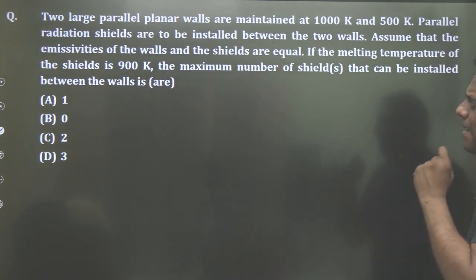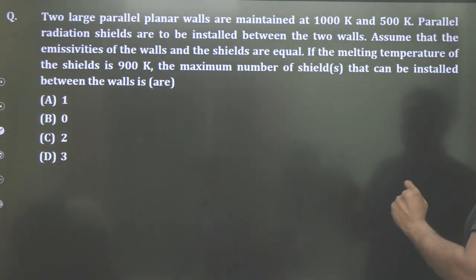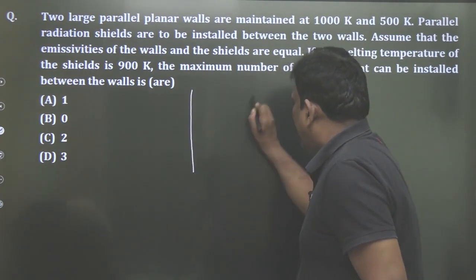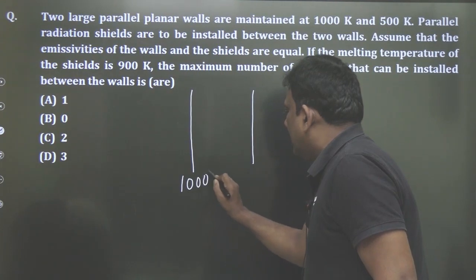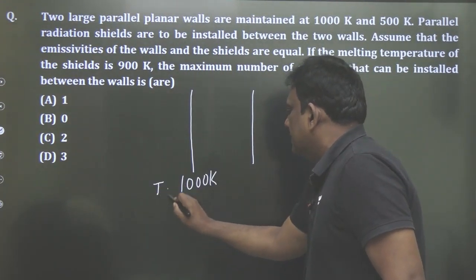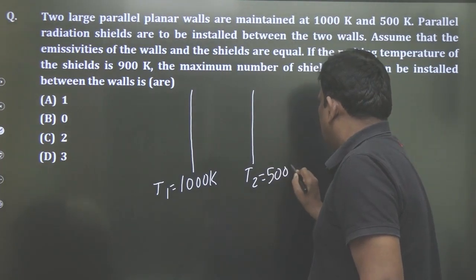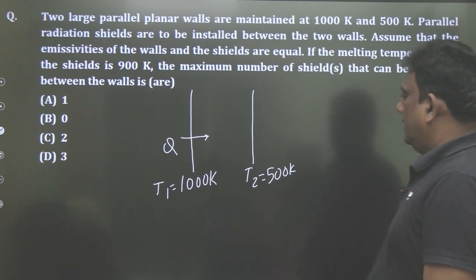Two large parallel planar walls are maintained at 1000 Kelvin and 500 Kelvin. Let me take this as T1, and this as T2, which is 500 Kelvin. And from high to low, there is a heat transfer. Okay, right.